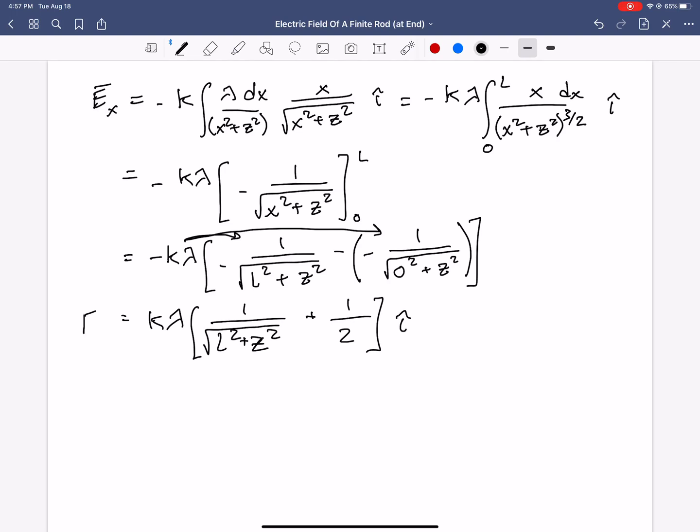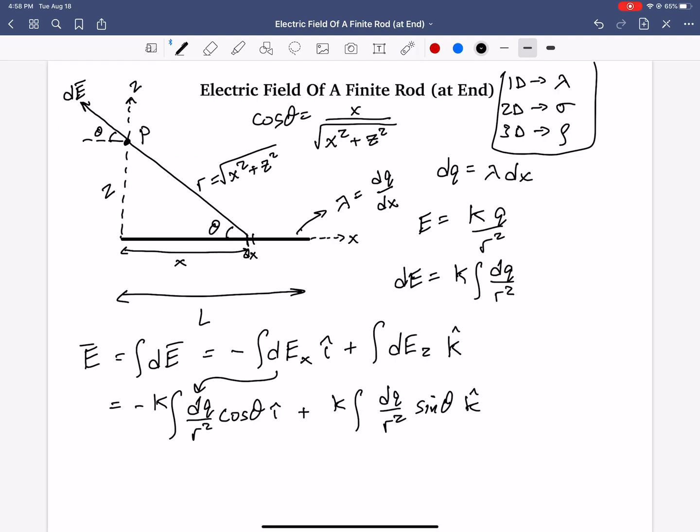So this is our answer for the x component. Okay. It's a little ugly, but we'll reevaluate it once we get the z component. Okay. So speaking of, let's do Ez. Ez was the same thing but with sine.